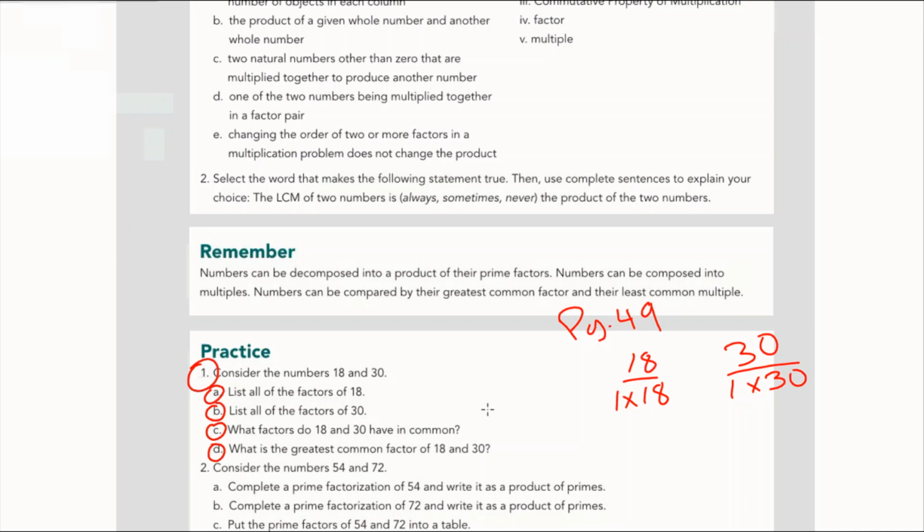Same with 30. And then here, look at your two lists. What do you have for 18? What do you have for 30? What numbers do they both have? That means they are in common. All right? And then for D, look at your list of what's in common. Just this one right here. What do they have in common? The biggest number that they had in common is their GCF. And then you're done. All right?